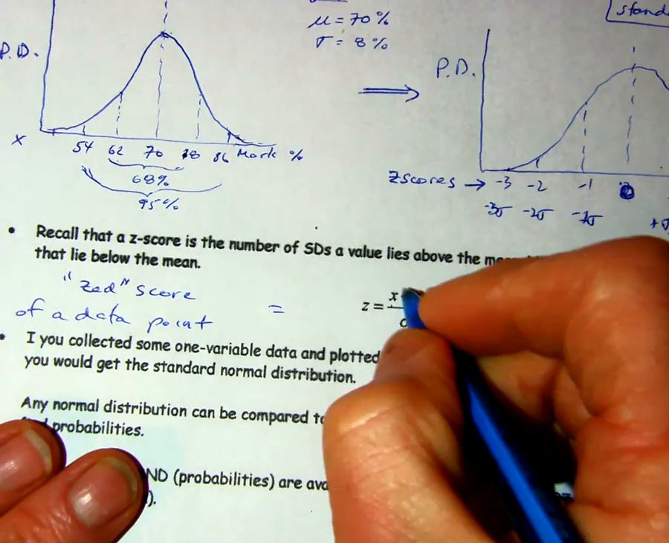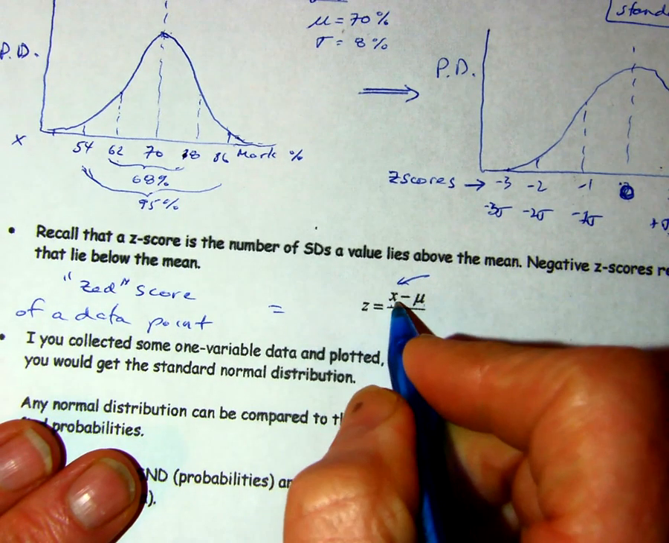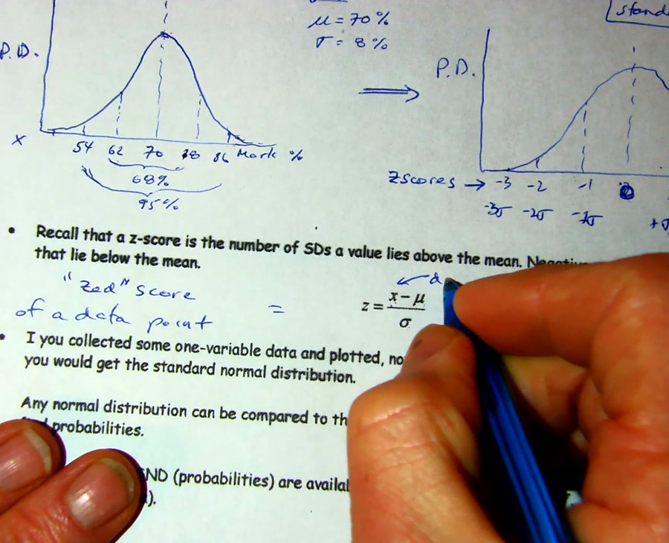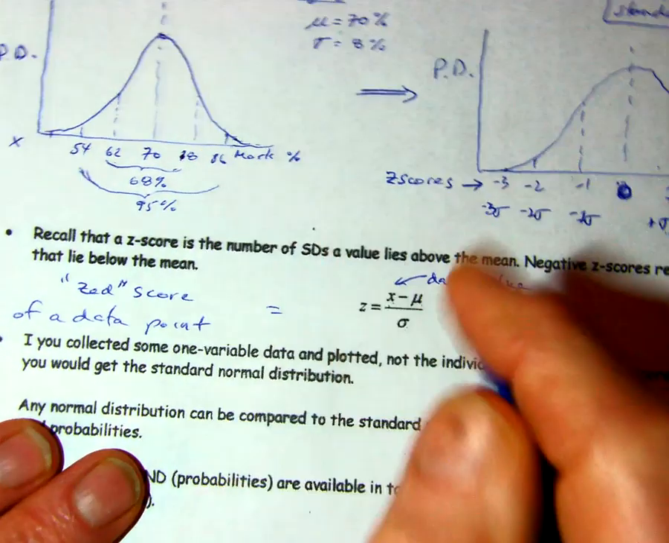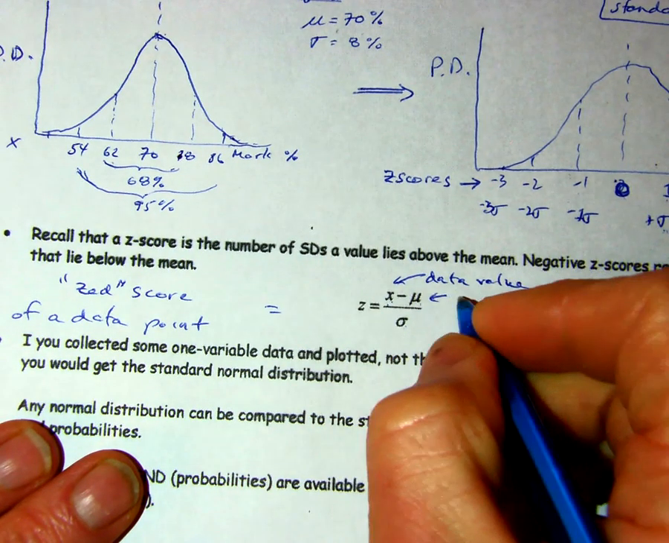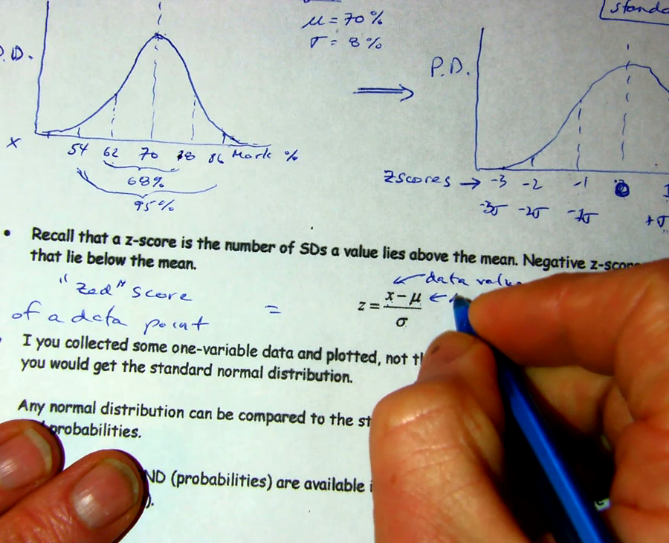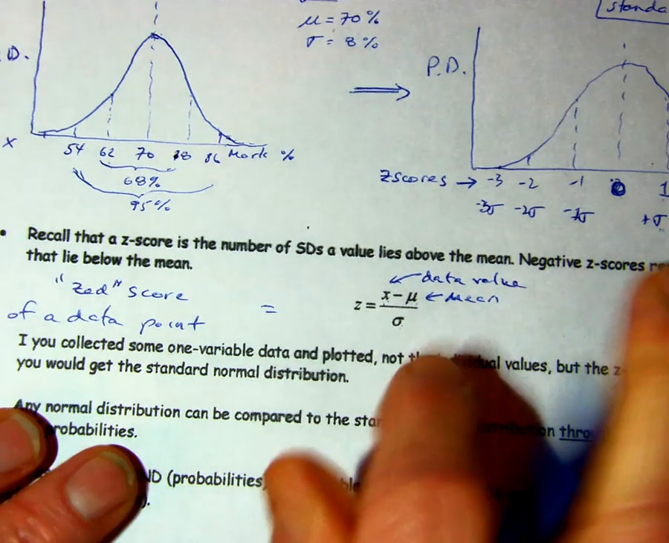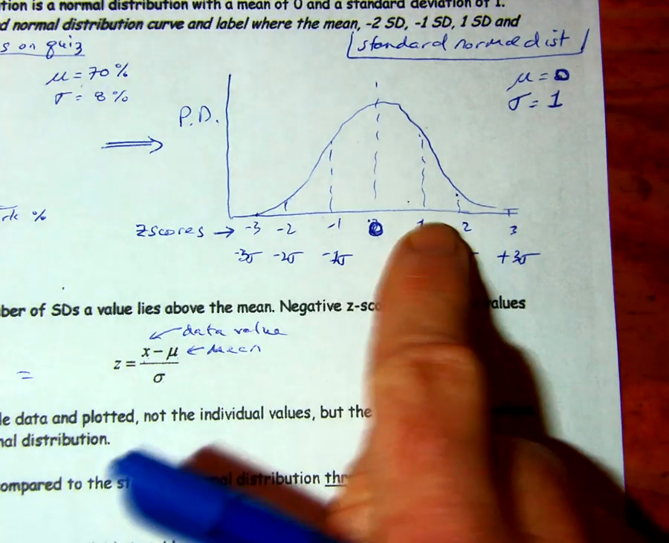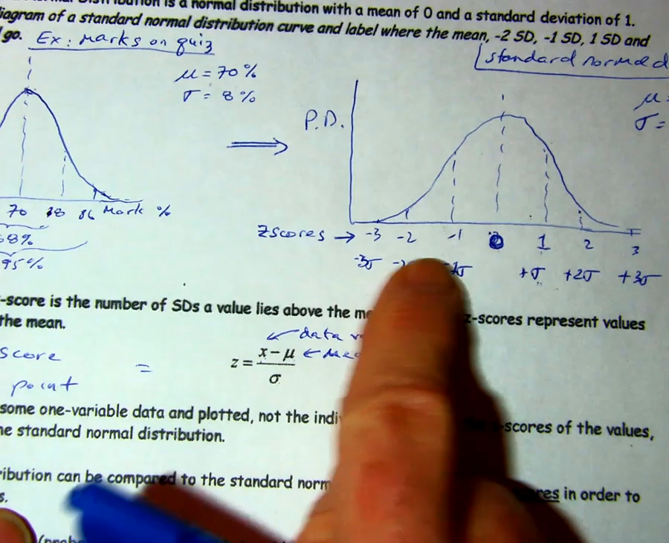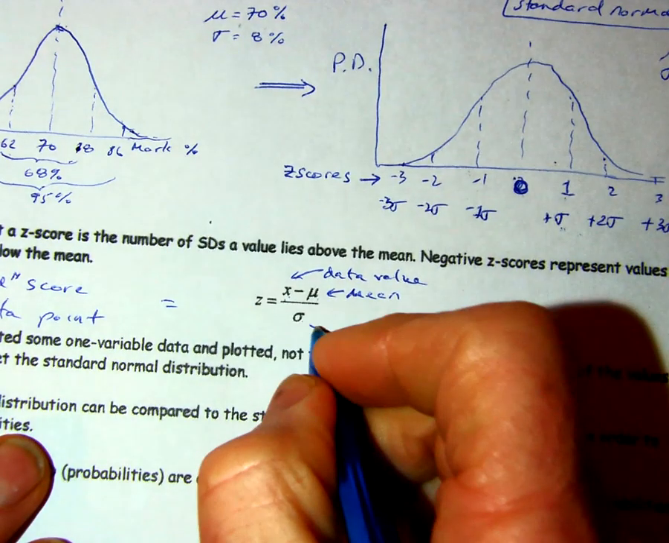So what is it? You input a data value. In our particular case, it was a quiz mark, right? You subtract the mean. And you could end up with a negative number or a positive number. A positive number means you're above the mean. A negative number means you're below the mean. And this is divided by the standard deviation.